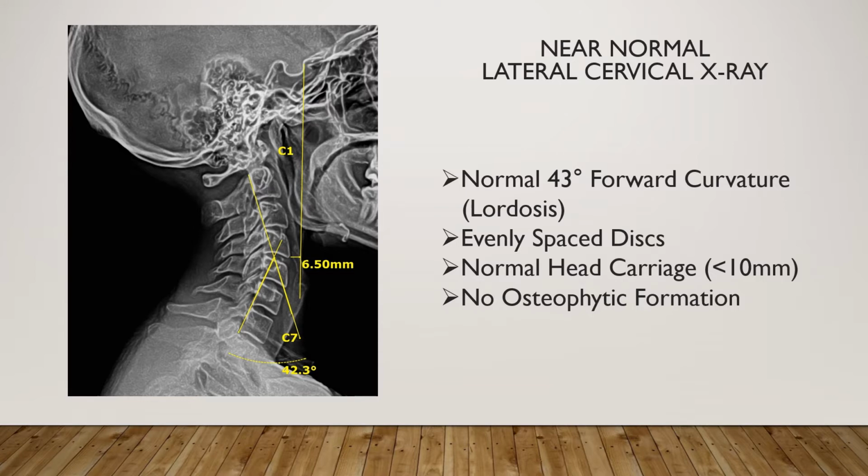As we can see, the curve in the neck goes forward, and that's called a cervical lordosis. We can measure the angle of that curve by taking a line from the top vertebrae and the bottom vertebrae, measuring that angle, and it should come out to close to 43 degrees. That's an ideal curve in the spine.